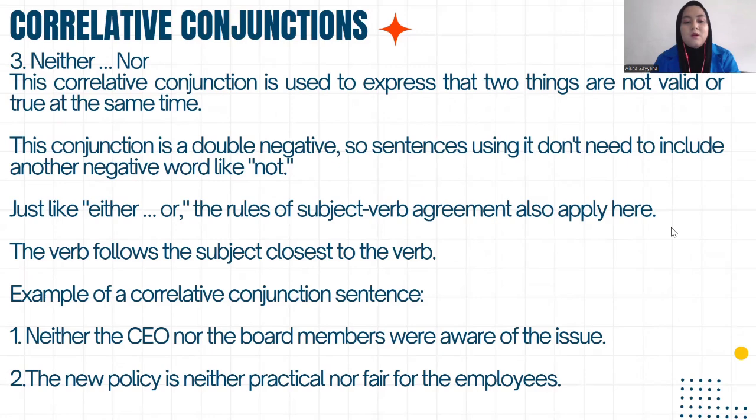Examples of correlative conjunction sentences are: neither the manager nor the board members were aware of the issue. Second one, the new policy is neither practical nor fair for the employees.